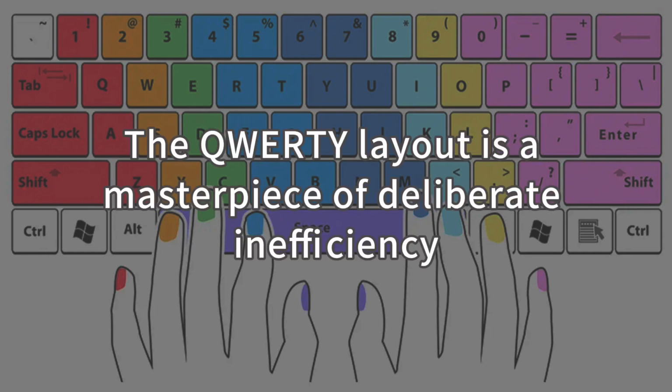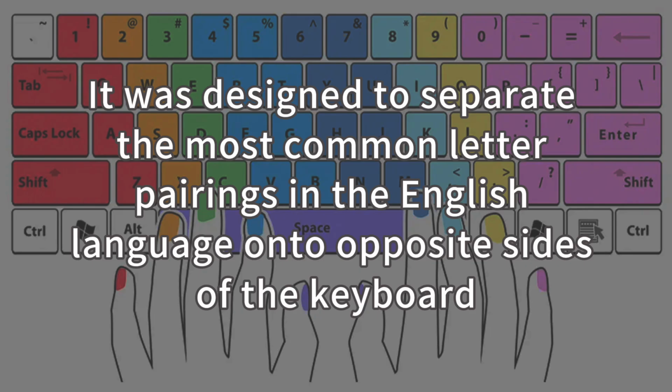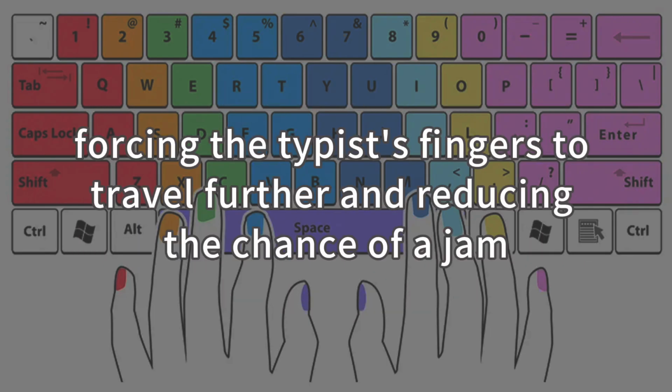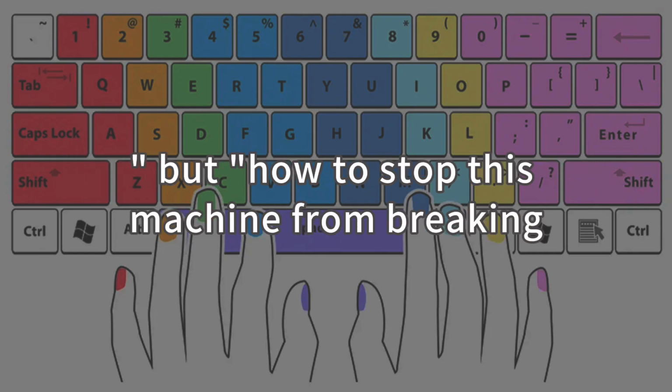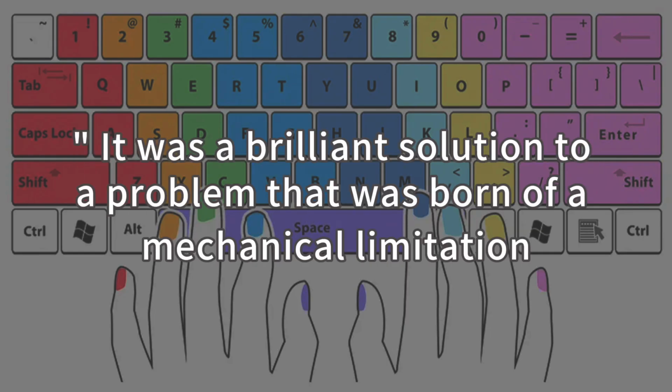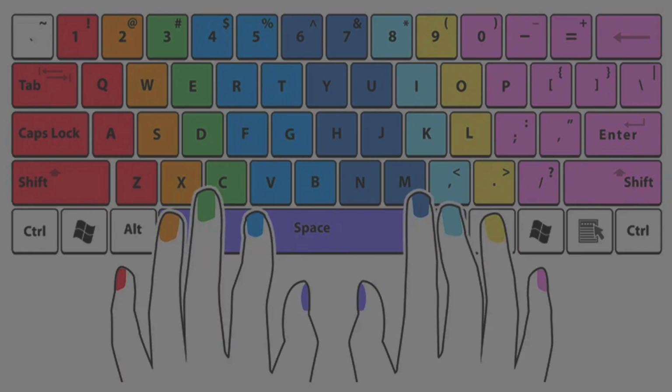The QWERTY layout is a masterpiece of deliberate inefficiency. It was designed to separate the most common letter pairings in the English language onto opposite sides of the keyboard, forcing the typist's fingers to travel further and reducing the chance of a jam. The problem it solved was not how to type faster, but how to stop this machine from breaking. It was a brilliant solution to a problem that was born of a mechanical limitation.